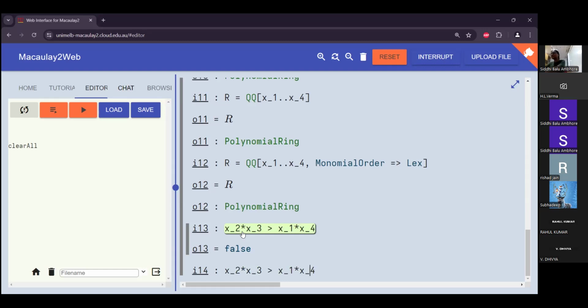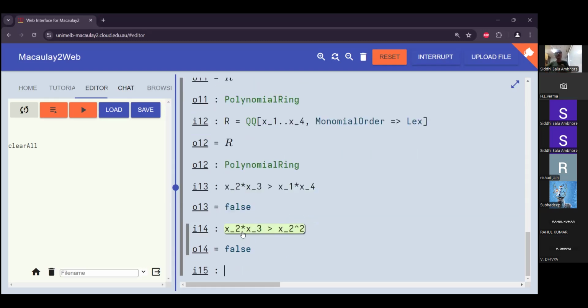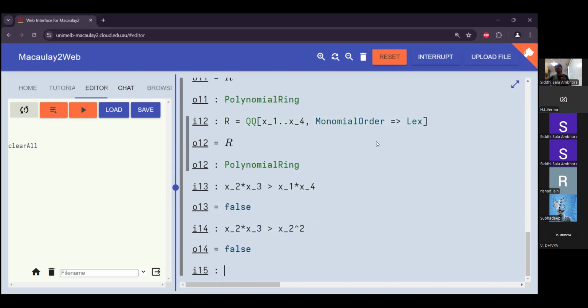And similarly, since they had asked about the largest, let us also check whether it is larger than x2 square. And again, it is false. So indeed, it is in fact smallest, because it is smaller than both x1, x4 and x2 square. So x2, x3 is indeed smallest with respect to this lexicographic order. Any doubts here? Okay, no doubts.